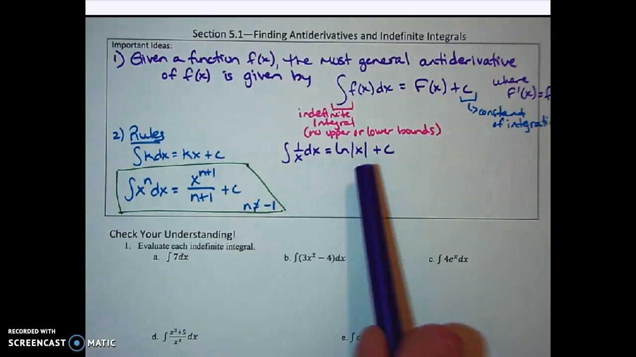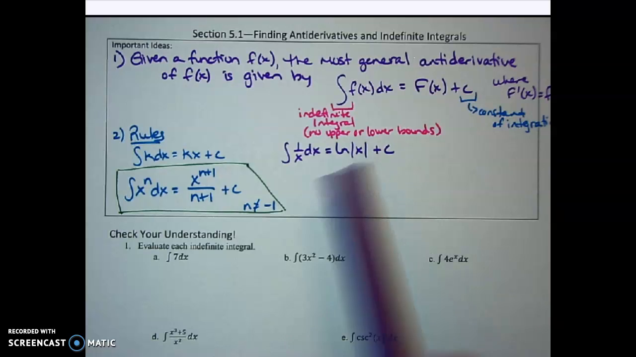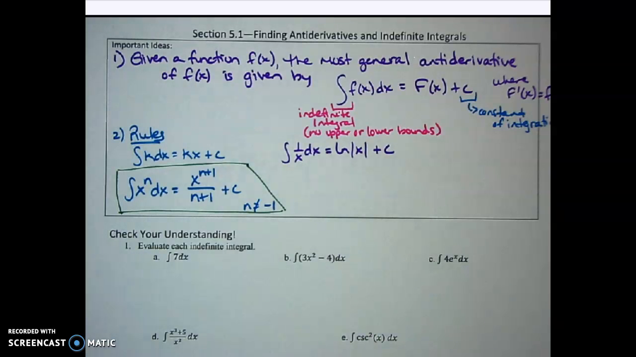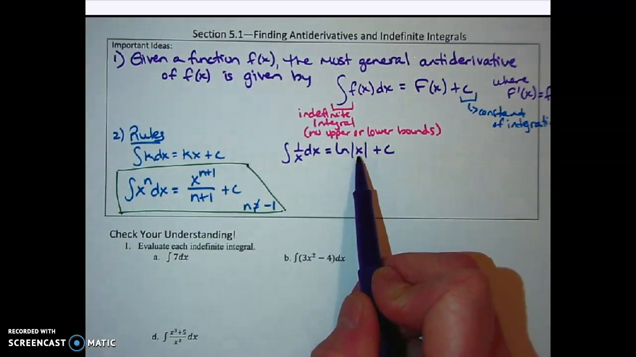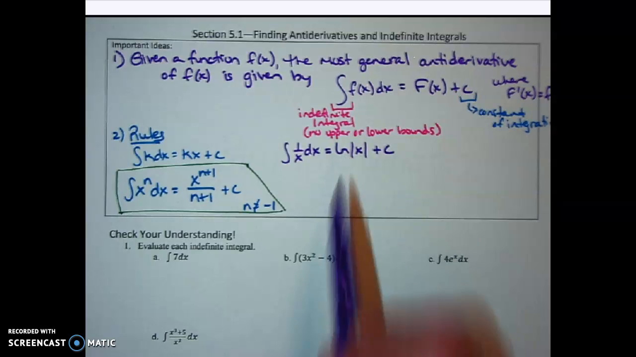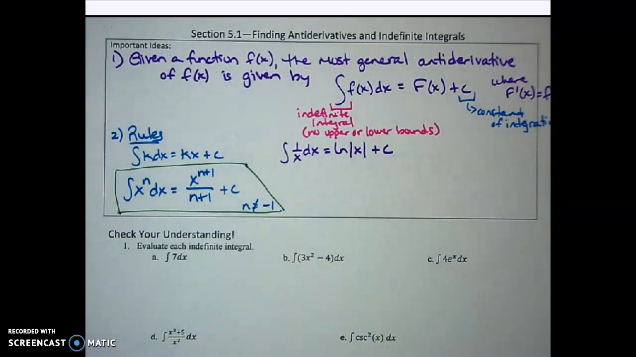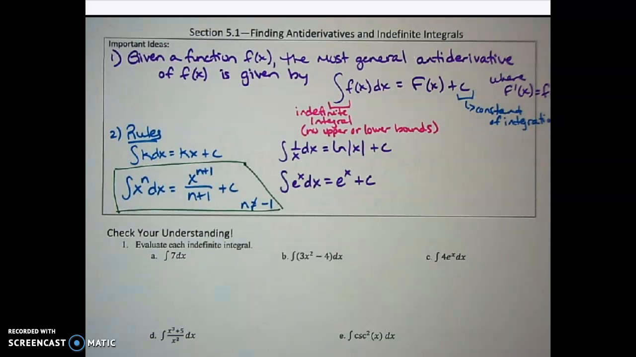So remember, when we were finding the derivative of the natural log of x, that was 1 over x. So the integral of 1 over x is going to be the natural log of x. This needs to be in absolute value bars, because if you recall, you can't take the natural log of a negative number. So those absolute value bars assure us that we're not taking the natural log of a negative number. And just like the derivative of e to the x was e to the x, therefore the integral of e to the x is going to be e to the x.